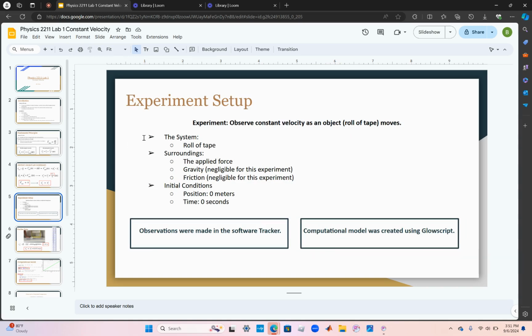The experiment, of course, is to observe constant velocity as an object, in this case a roll of tape, moves. The system is the roll of tape, the surroundings are the applied force, gravity, which of course we are forgetting, and friction, which is also negligible for this experiment. The initial conditions are as such: 0 meters for position and 0 seconds for time.